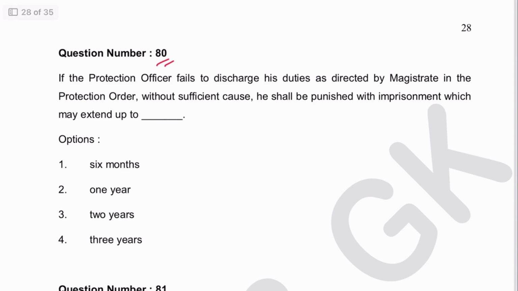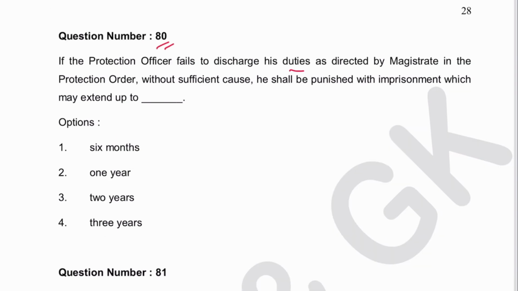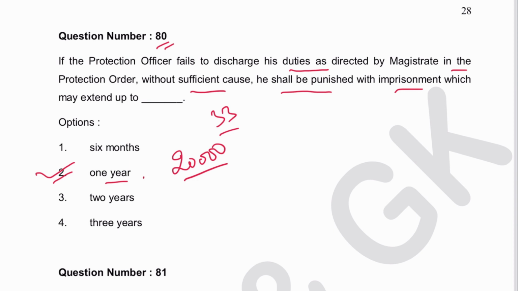Next is 80. If the protection officer fails to discharge his duties as directed by magistrate in the protection order without sufficient cause, he shall be punished with imprisonment which may extend up to 1 year. 2 is the answer, and there also will be fine of 20,000 rupees. Mentioned in section 33 of DV Act.